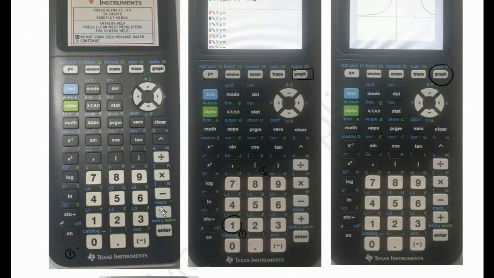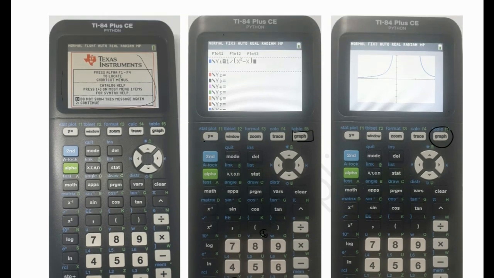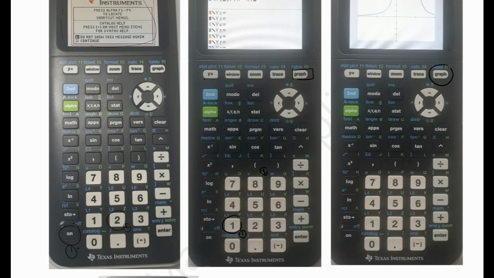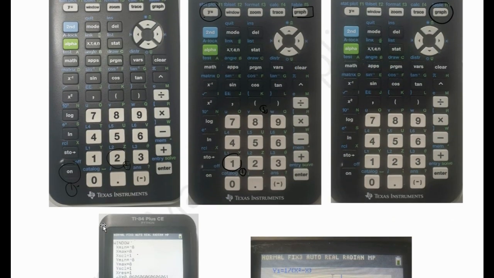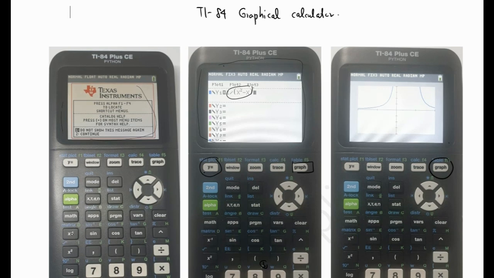First you turn on the TI-84, and you see this display. You push the Y= button, and you can find this display, and you have to input this formula. How to input this formula? Firstly, you input 1 over, and then you input x squared. How to input x? You can input this symbol.